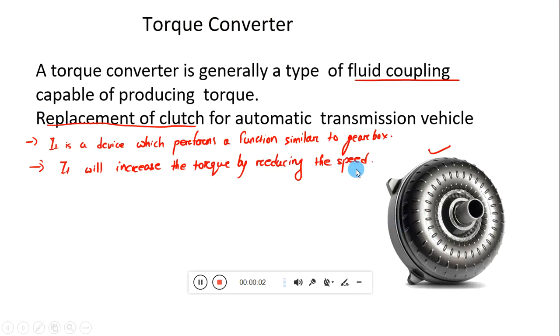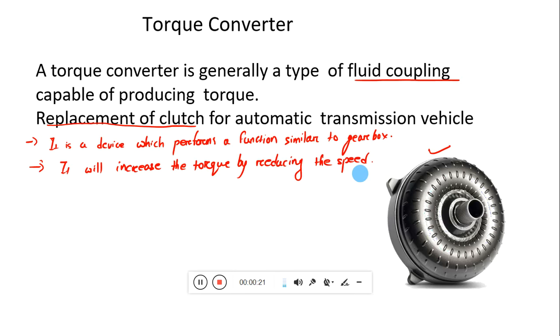Hello everyone. In this lecture we are going to study the torque converter. What is a torque converter and what is its function inside an automobile vehicle? That we are going to study.